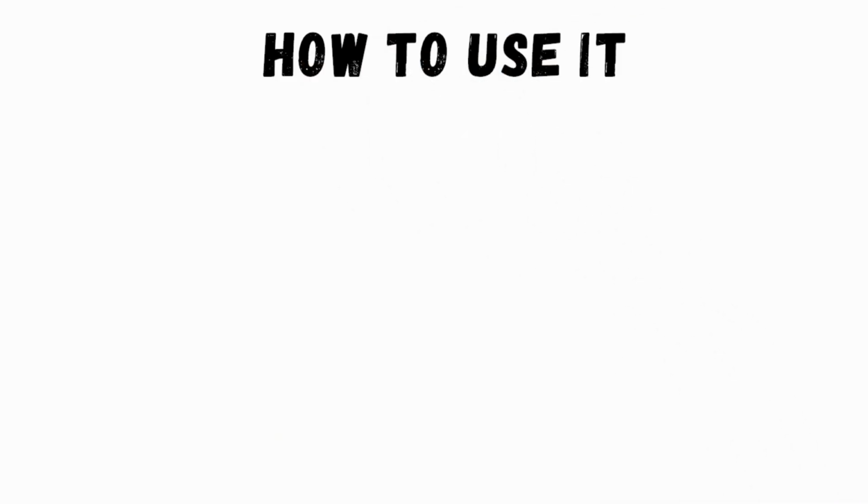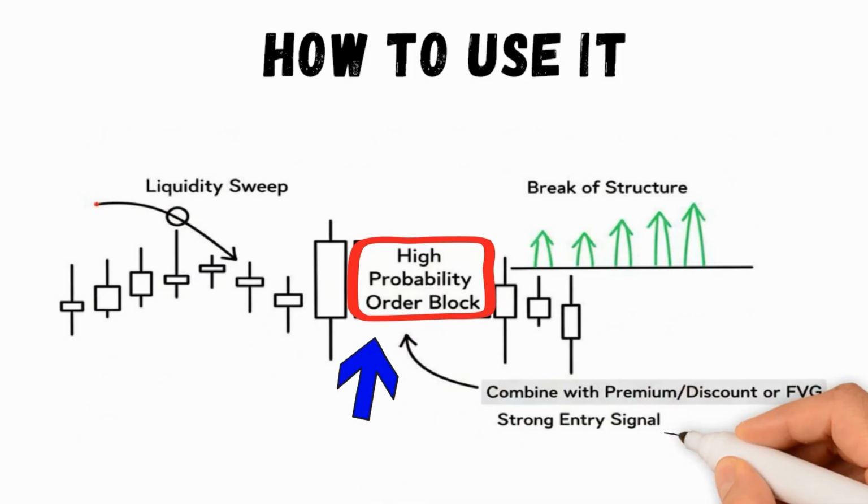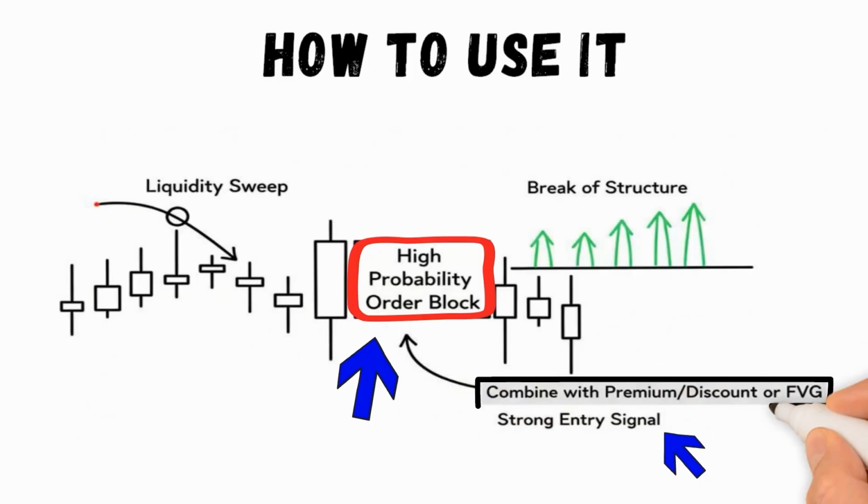How to use it? Once liquidity is swept and structure is broken, mark the order block's open. If price retraces to it and holds, it's a strong entry signal. Combine with premium/discount zones, or FVGs, for higher accuracy.